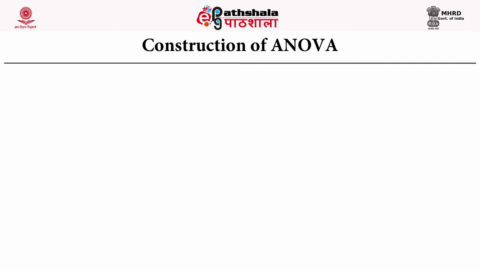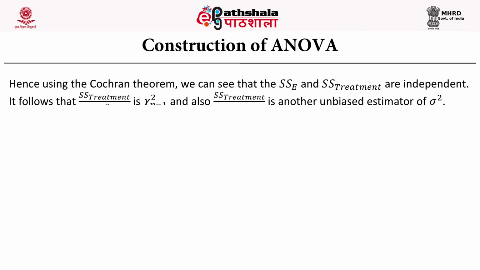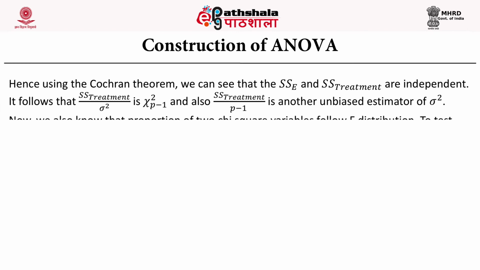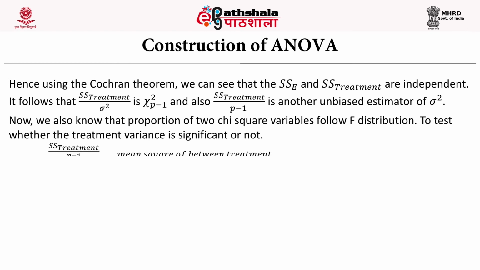Now in this section we discuss how to construct the ANOVA table. For that we use Cochran's theorem, and from it we can see that the sum of squares of error and the sum of squares of treatments are independent. It follows that the sum of squares of treatment divided by sigma square is chi-square with p minus 1 degrees of freedom, and also the sum of squares of treatment divided by p minus 1 is another unbiased estimator of sigma square.